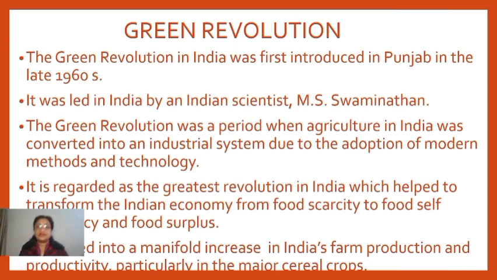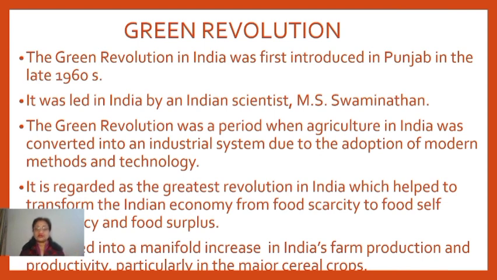The Green Revolution was a period when agriculture in India was converted into an industrial-like system, due to the adoption of modern methods and technology, and mechanized farming was introduced for the first time. It is regarded as one of the greatest revolutions in India, which really helped transform the Indian economy from an economy of food scarcity, because at that time we were not even able to produce enough food grains to fulfill the requirements of our own people.